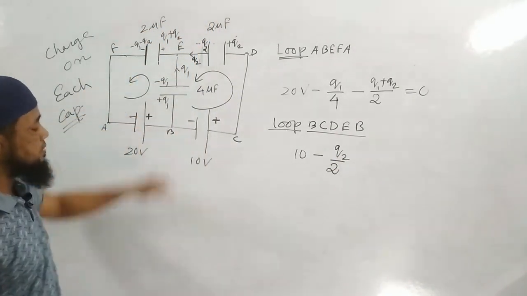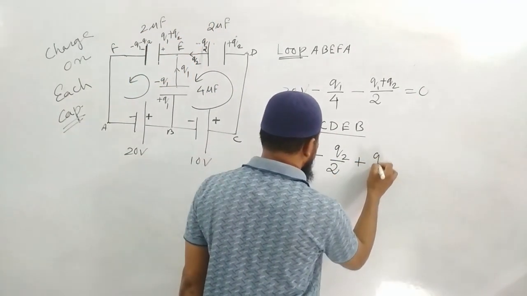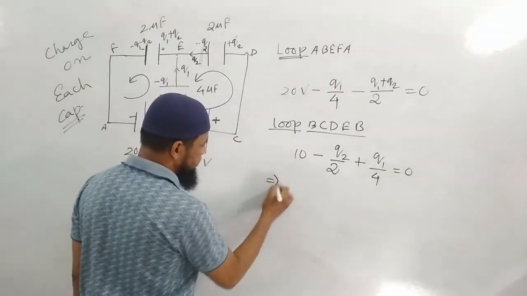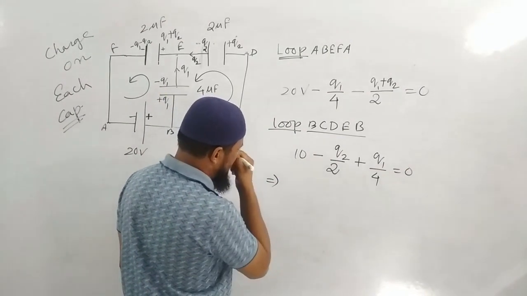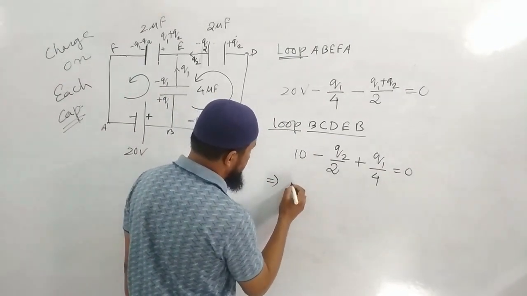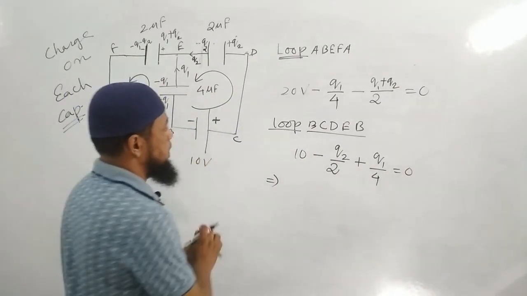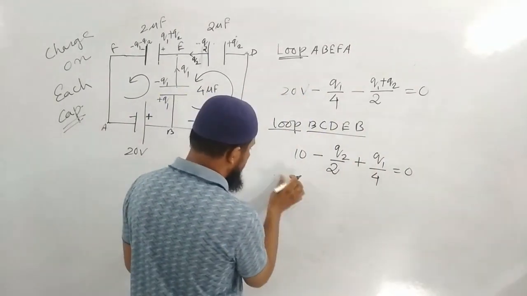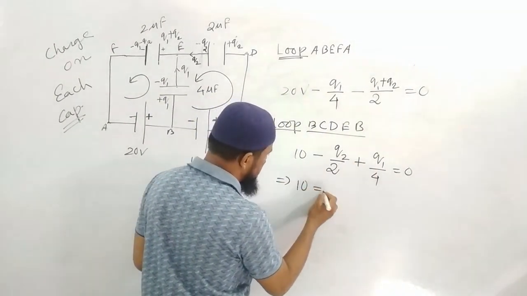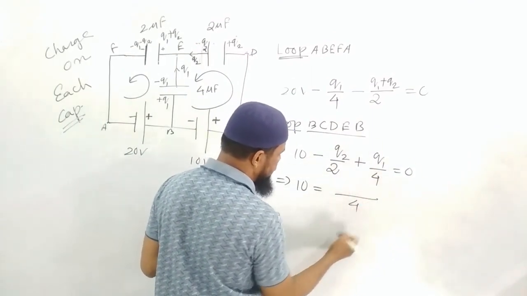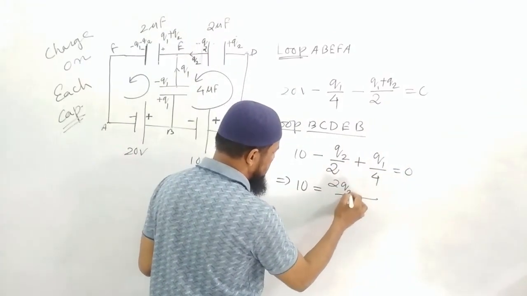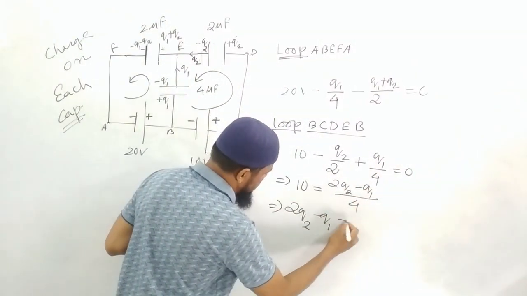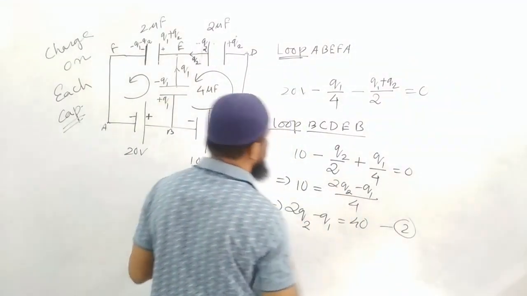Again here, what is the increase? Increase Q1 divided by the capacitance, which is 4. How much is that? 0. So this is 10. Let me simplify both the equations. If you simplify this one, how much will I get? 10 is equal to, taking 4 as the LCM, twice Q2 minus Q1. So twice Q2 minus Q1 is equal to 40, equation 2.